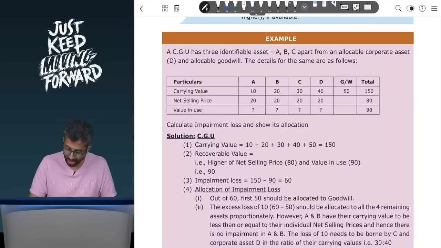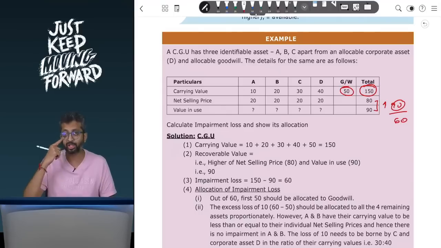There's a goodwill of, so there's 150 total carrying value, net selling price is 80, value in use is 90, and hence the higher of the two is equal to 90. So your impairment loss is equal to 60. 60 means the first 50 will be allocated to goodwill, and hence the remaining 10 will ideally be allocated to A, B, C and D in the ratio of their carrying values.